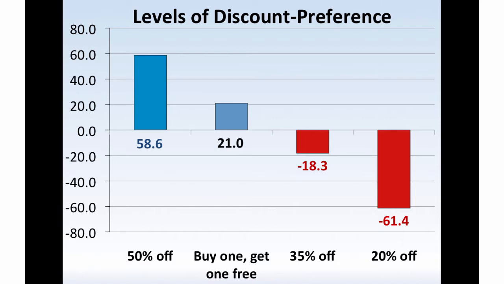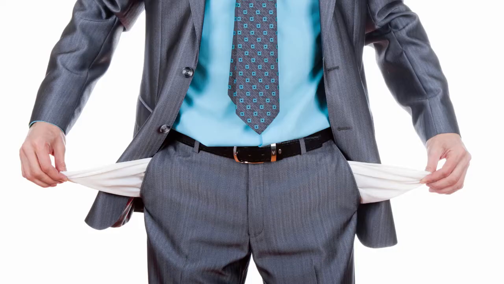Buy one, get one free perks our ears. It gets us interested, but we'd rather see the 50% off. 35% off doesn't really perk our interest that much. And 20% off, come on, man, give me the 50. We don't want that. We're college students, we're poor, we need it.